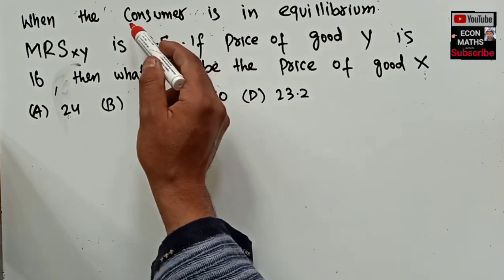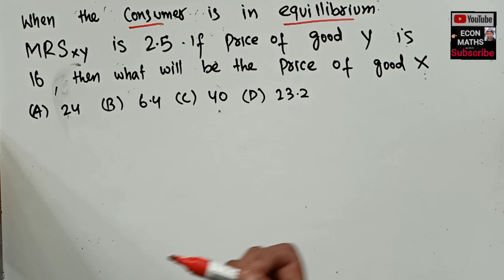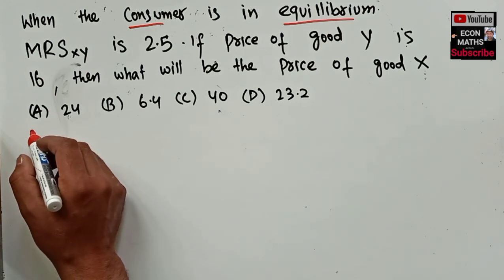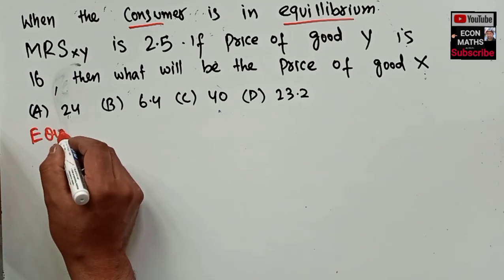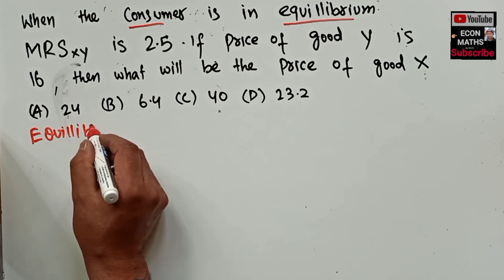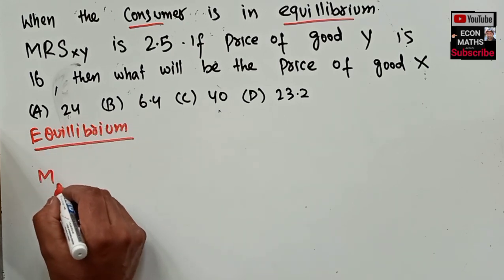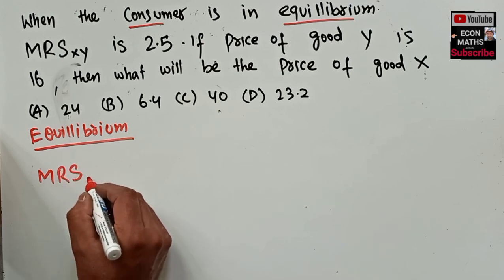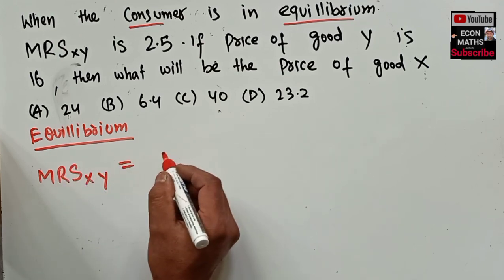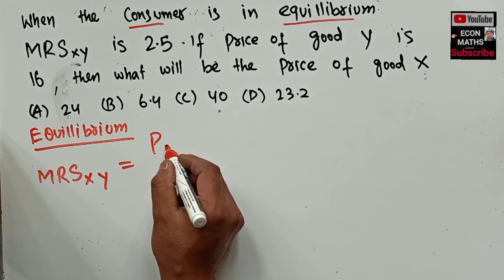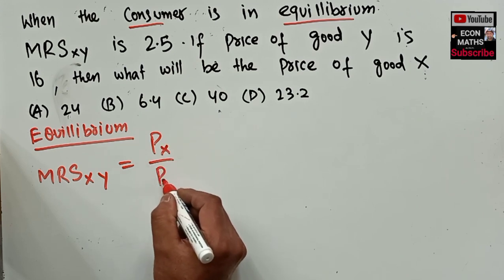So we are being told the consumer is in equilibrium. So when is consumer in equilibrium? Okay, so let me write it here. Equilibrium condition is that the marginal rate of substitution between good X and Y should be equal to the ratio of the prices, that means price of X upon price of Y.